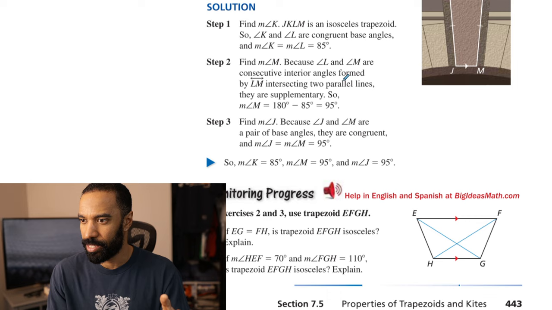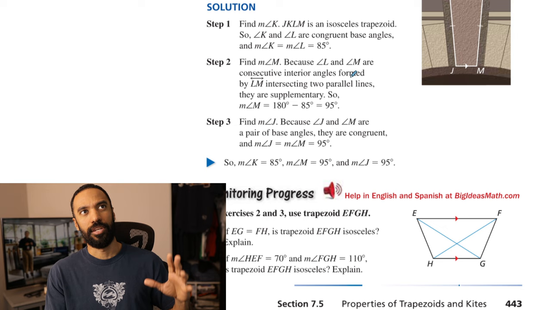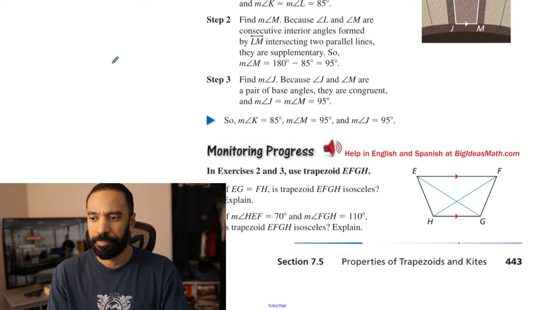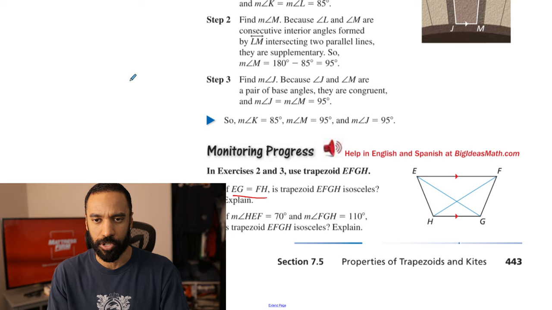Consecutive interior angles form... consecutive non-base angles, I guess, is a way to say. There's something else I'm sure that I could say. I can't remember exactly what it is. Is this isosceles? Sure, if the diagonals are congruent. Yeah, we'll obviously do some more together.